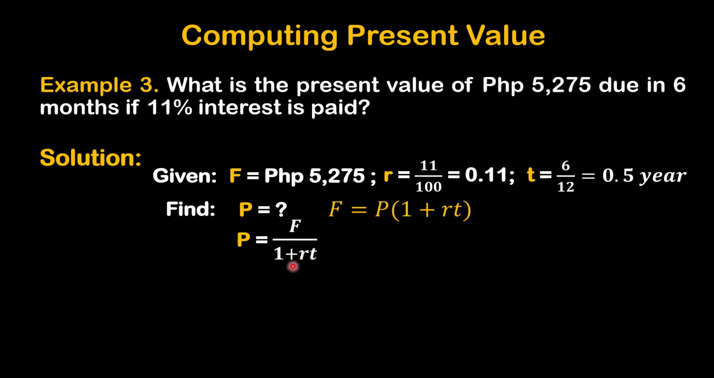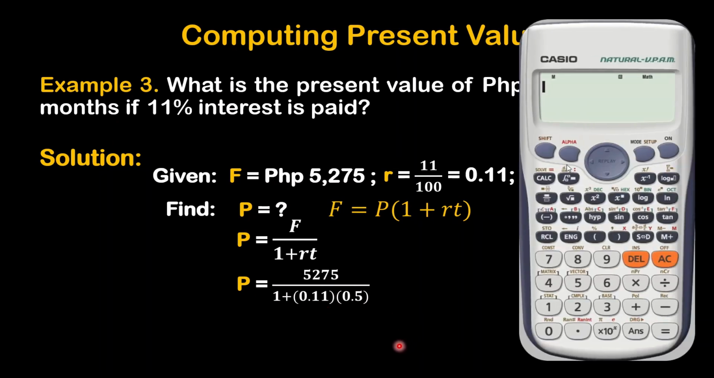Okay? Of course, we have here our given future value, 5,275 pesos, our F. And of course, we have the R. Okay? Our R there is 0.11. Okay? This is our R. And also we have our T, 0.5. Okay? So since this is complete, what we are going to do is plug that into our calculator. Let's see what our answer is.